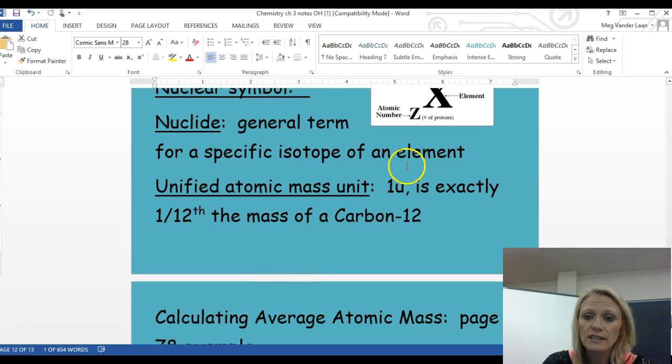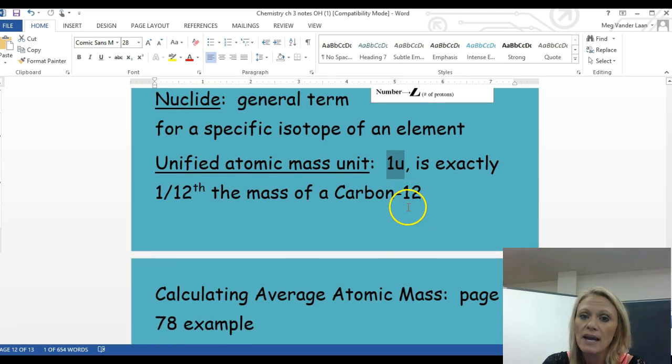So hydrogen has an atomic mass of 1, and it is 1/12 the mass of carbon. Magnesium has a mass number of 24, so it is 2 times the mass of carbon-12. So that's how it's set, and that's where they come from.